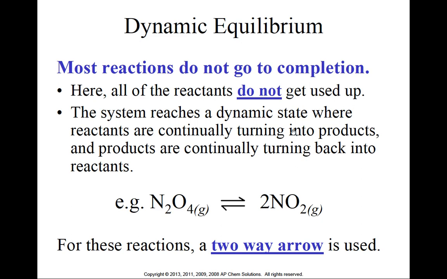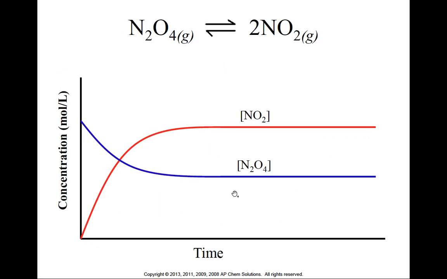Most reactions do not go all the way to completion, so eventually they reach this dynamic state where the reaction is going forward and it's going backwards simultaneously at the same speed. For those reactions, we use this two-way arrow. Now this graph is showing you the molar concentration and the change in that over time.